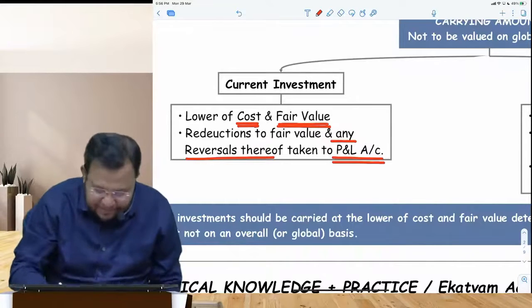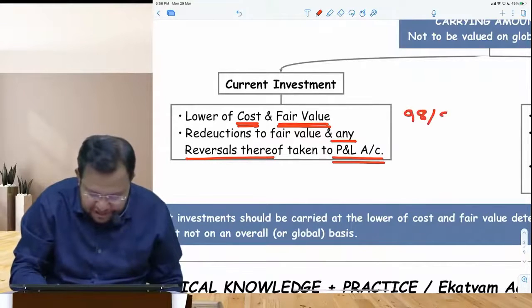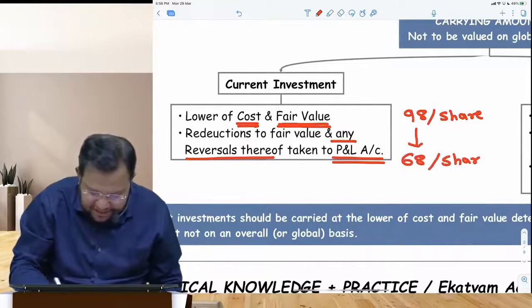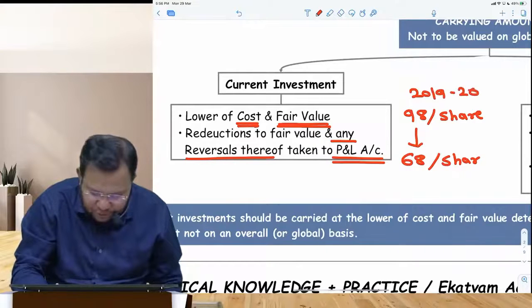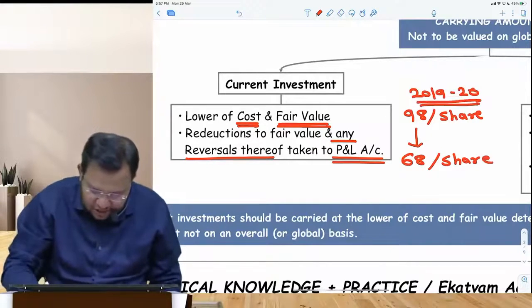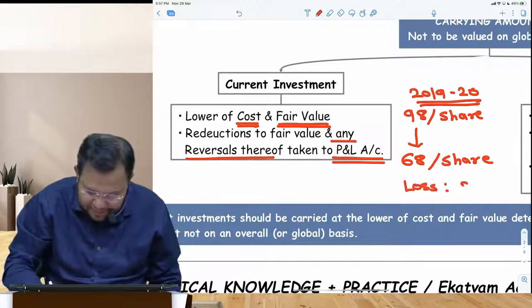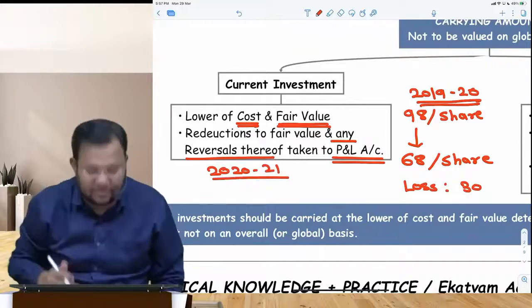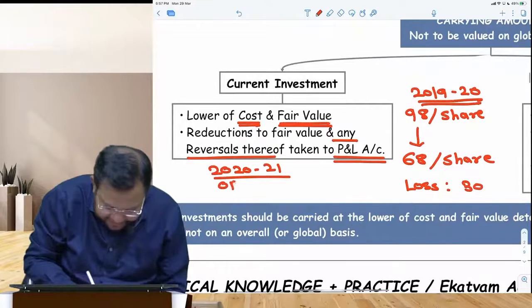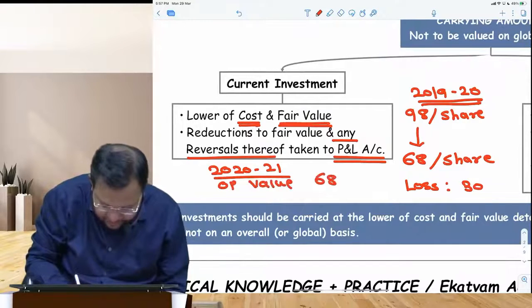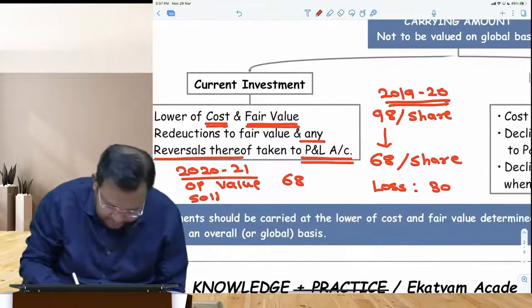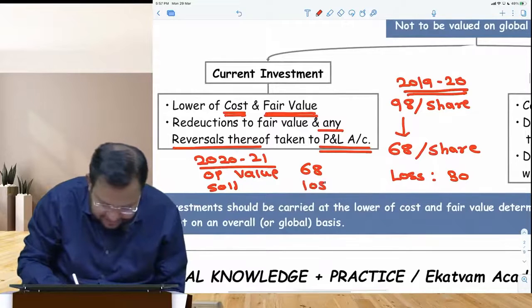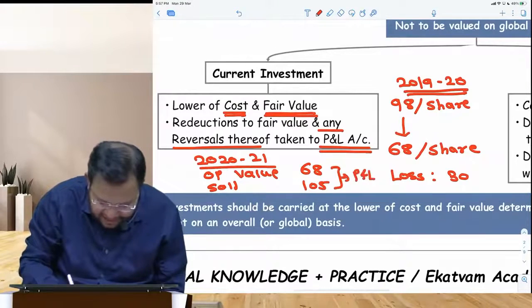So I purchased the share at, let's say, 98 rupees per share. Its market value or fair value went down to 68 per share in the year 2019-20 due to COVID-19 impact. So this loss of 30 rupees will be debited to P&L. But 20-21 is the year where the liquidity came in the market and the opening value will be 68, but let's say the closing value came out to, let us say, 105. So this difference will be recorded in the P&L, assuming that you have sold it.